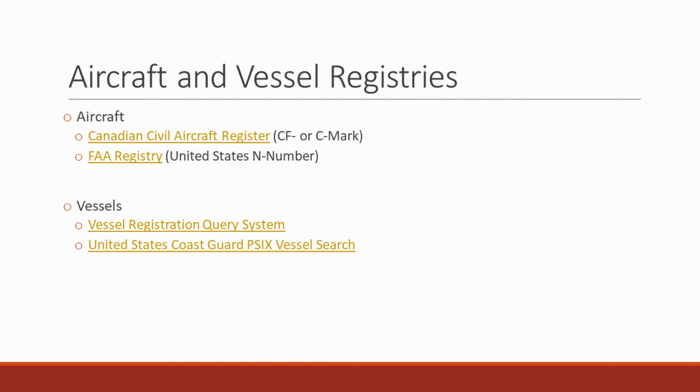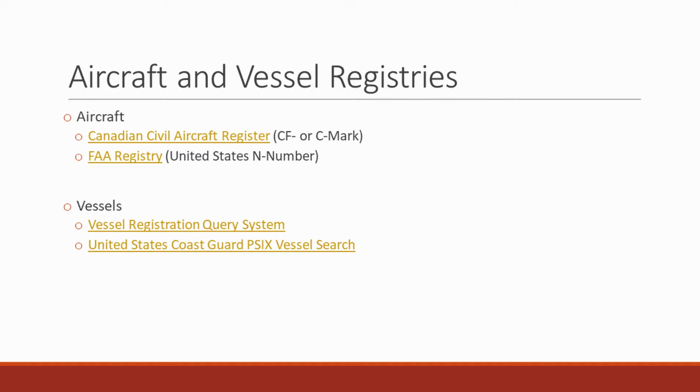The thing to know is that in North America, generally speaking, if something happens to a small aircraft, so let's say a Cessna, a small passenger plane, in all likelihood, the plane will either be registered in Canada or the States. Thankfully, both the Canadian Civil Aircraft Register and the FAA Registry are available online.